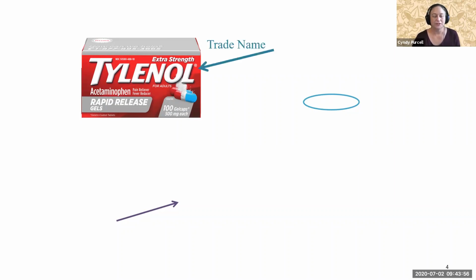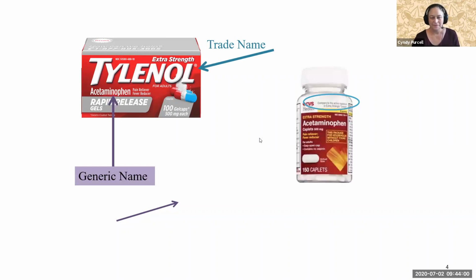So here's the arrow to the trade name and the arrow to the generic name. Now over on the right, you see another bottle of medication, and it says extra strength acetaminophen. And you notice there's no registered trademark at the end of the word. This is the generic name, acetaminophen.